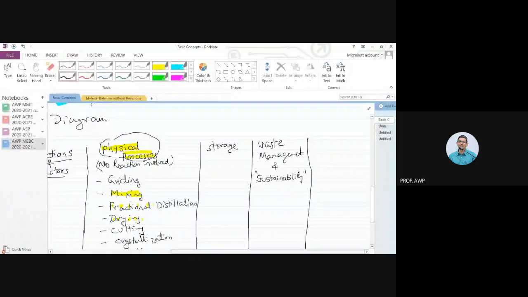I will give a name called sustainability. Let me explain. As we go along, we will see in our course what we mean by sustainability.